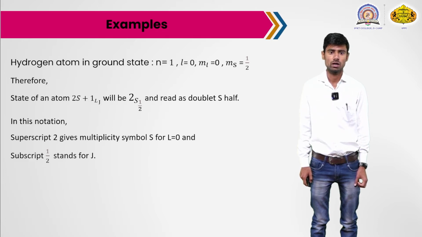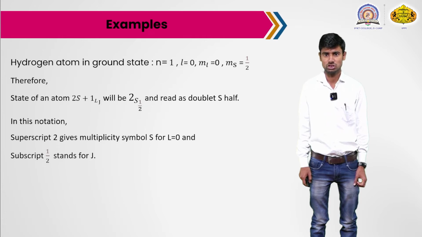And we have here the atomic state of the hydrogen atom in the ground state as n equals 1, L equals 0, ML equals 0, and MS equals half. These four quantum numbers give the atomic as well as electronic state of the hydrogen atom in the ground state. Therefore, we write the atomic state of the atom in spectral notation as 2S plus 1, superscript, L, subscript J. 2S plus 1 will be equal to 2 because here S equals half, a single electron is there, and which corresponds to a doublet.